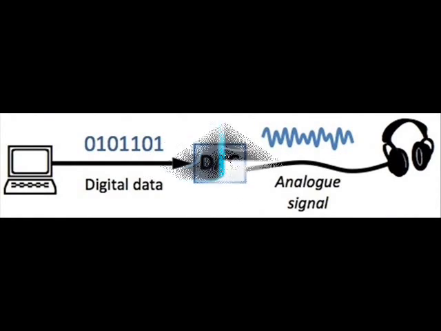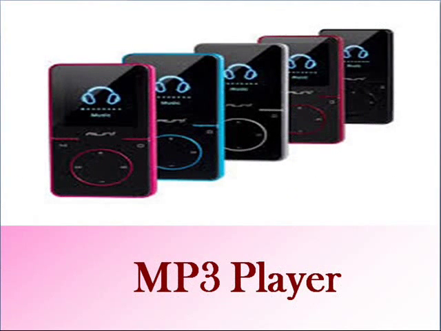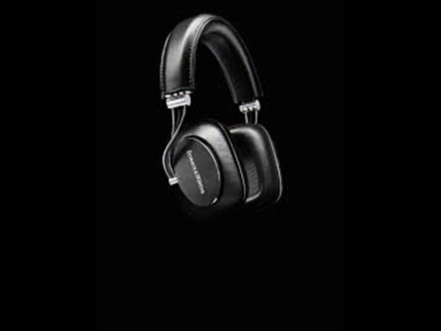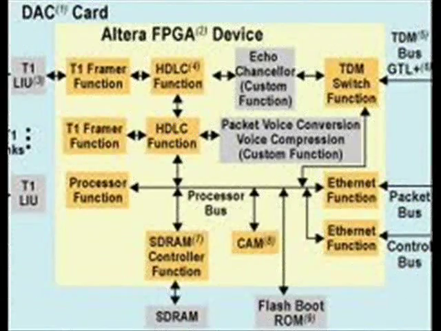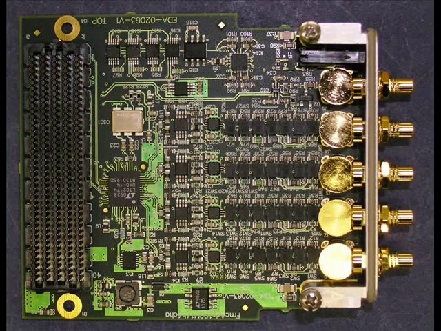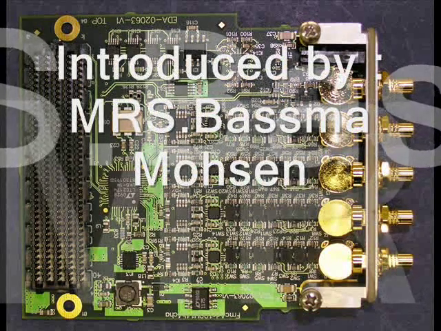Another device that contains an ADC and DAC is an MP3 player. The music data stored in a player is all digital, but the player produces analog signals which the headphones convert into sound. The ADC and DAC in a computer that are used for connecting microphones and loudspeakers are considered a part of a computer sound card.